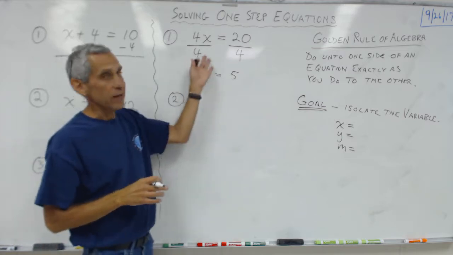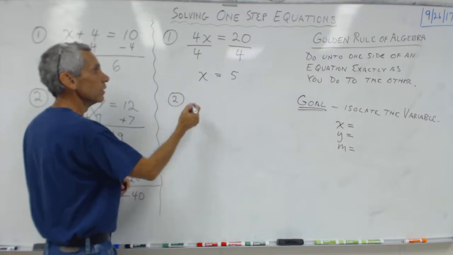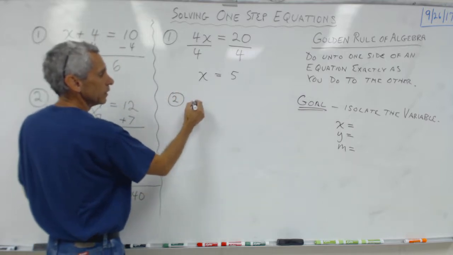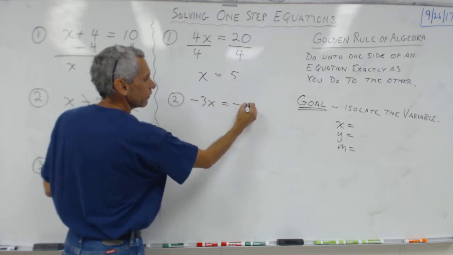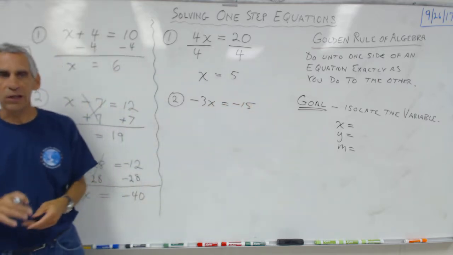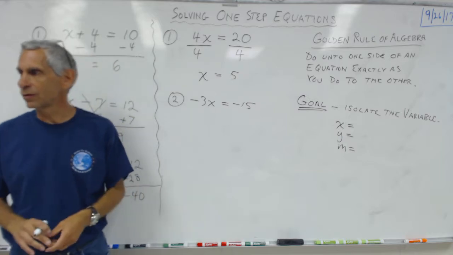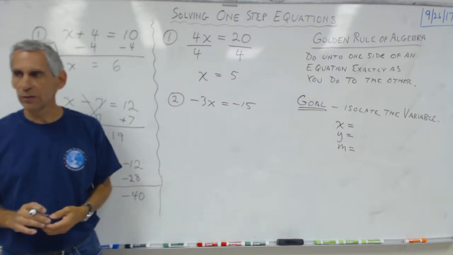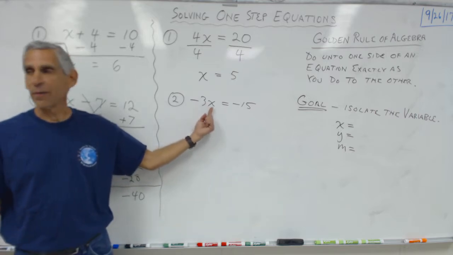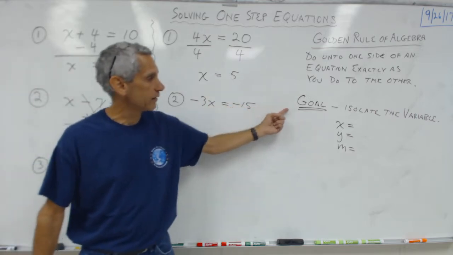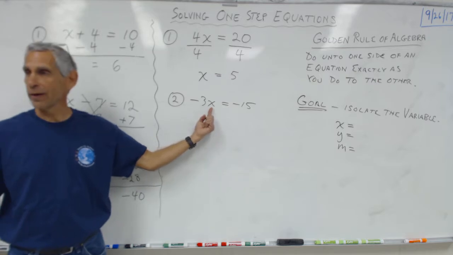But for now, that's the easiest, the best way to do it. So what if I give you this, though? Negative 3x is equal to negative 15. Suddenly, you're going to use your positive and negative numbers. I want my x. My goal is always to isolate the variable. I want x to be all by itself.